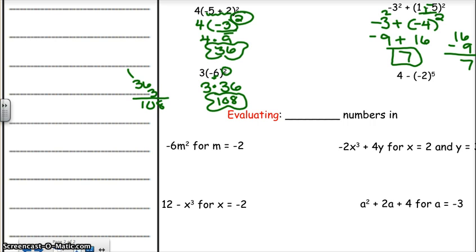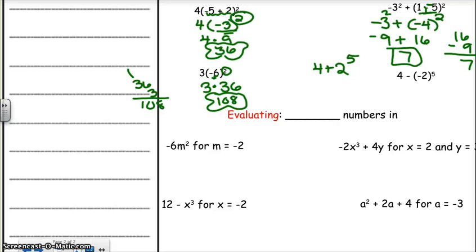What a lot of students see is this. That's my favorite mistake. Students do that all the time. And what is wrong with that situation? You didn't follow PEMDAS. You didn't follow PEMDAS.